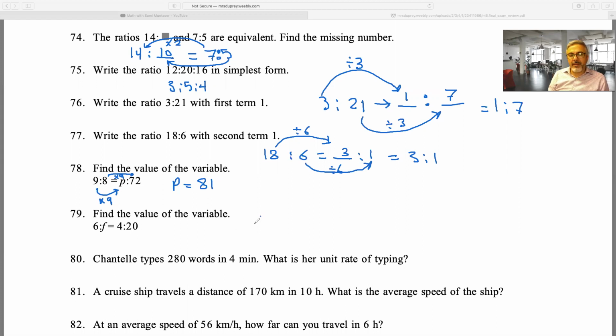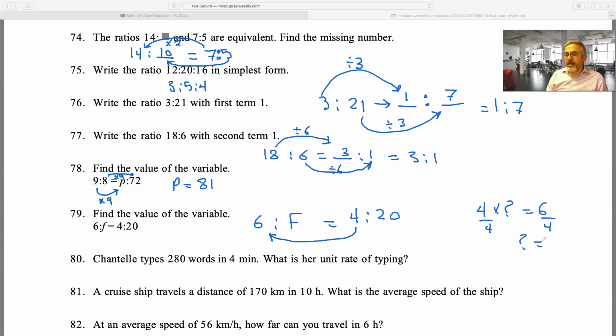Find the value of f. So 6 to f is the same as 4 to 20. Now it's not as easy. So to find out what happened here, you go, 4 became 6. What did you multiply by? So you know 4 times something gives you 6. To find out 4 times what gives you 6, just divide both sides by 4.